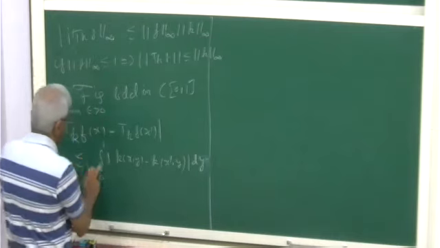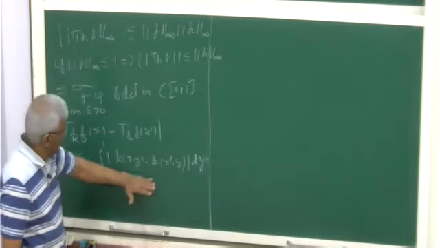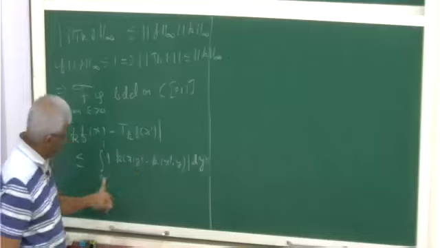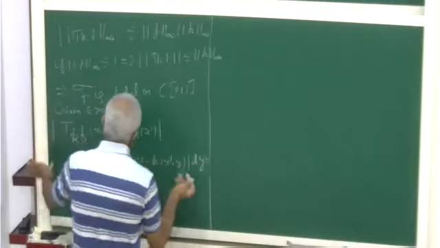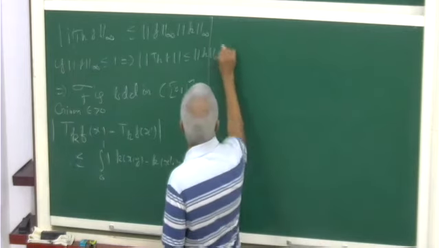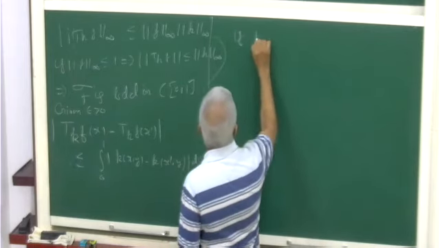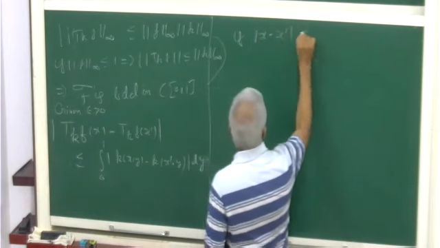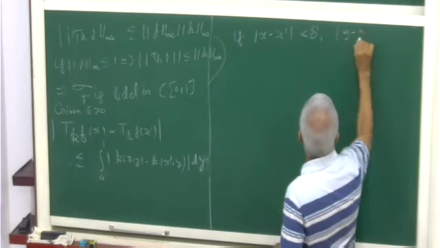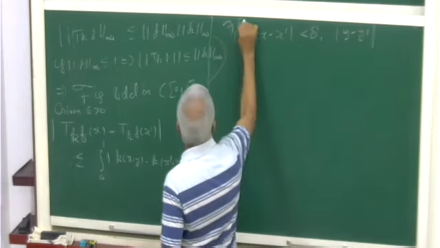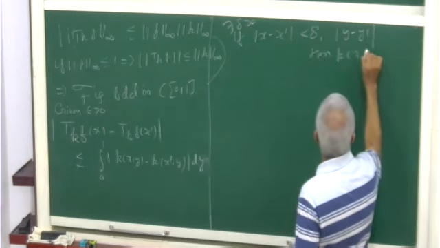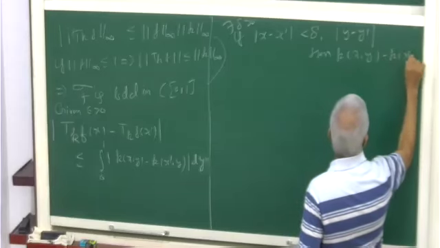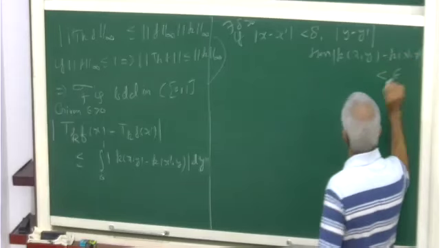Now this integral is between 0 to 1 with respect to y. So if the integrand is less than any epsilon, the integral will also be less than epsilon, because a constant is integrated. Now it doesn't depend on f. K is a single function, so there exists a single delta greater than 0 such that if |x minus x prime| is less than delta and |y minus y prime| is less than delta, then |k(x,y) minus k(x prime,y prime)| is less than epsilon.